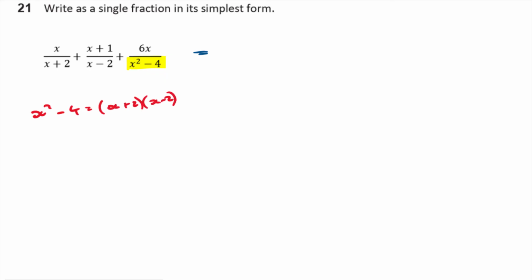Okay, so if I was going to pick a common denominator for each of these three fractions, it would be x plus 2, x minus 2, wouldn't it? Because x plus 2 is in the first fraction, x minus 2 is in the second fraction, and x plus 2, x minus 2 is the denominator of the third fraction. So x plus 2, x minus 2 is a common denominator for each one of those three fractions. Okay, so then I can combine the numerators together now over that common denominator.